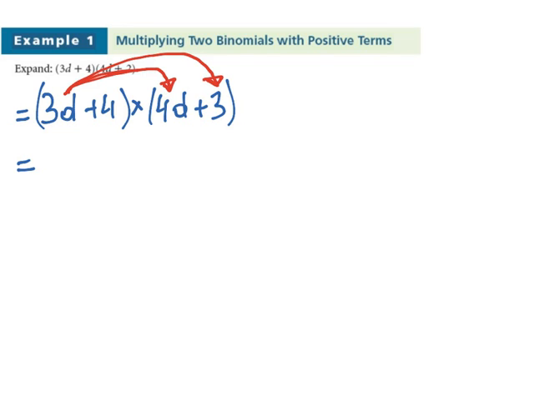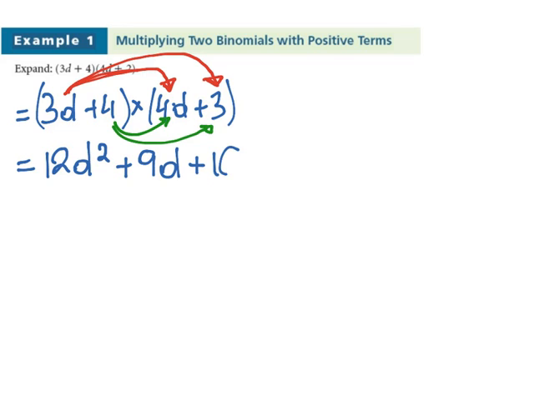So let's do this first. 3 times 4 is 12. d times d is d squared. Then 3 times positive 3 is 9, and d times 1 is d, so we just write d. Now the next part is we're going to expand the 4 by multiplying with 4d, and then 4 by multiplying with 3. So now we are going to multiply. 4 times 4 is 16, and don't forget d. And 4 times positive 3 is 12.